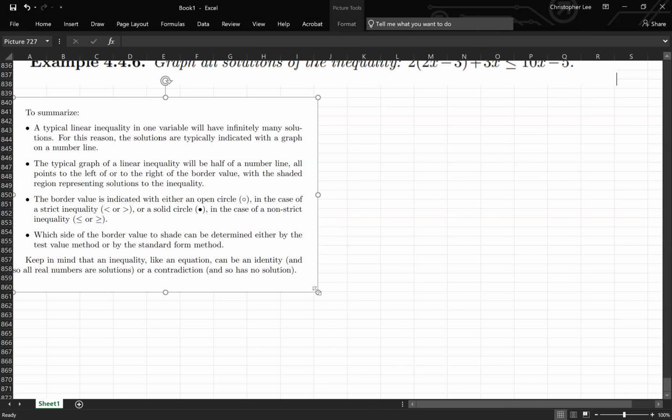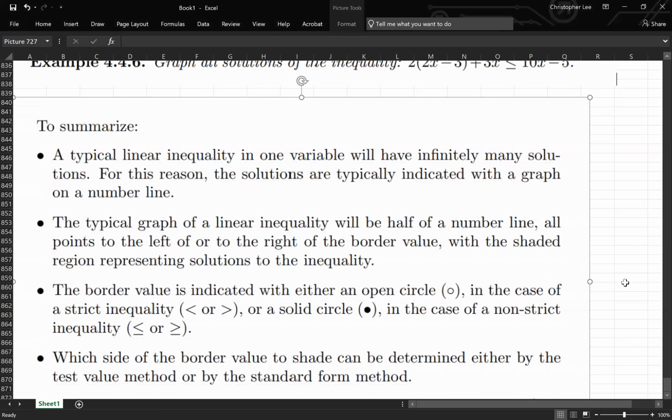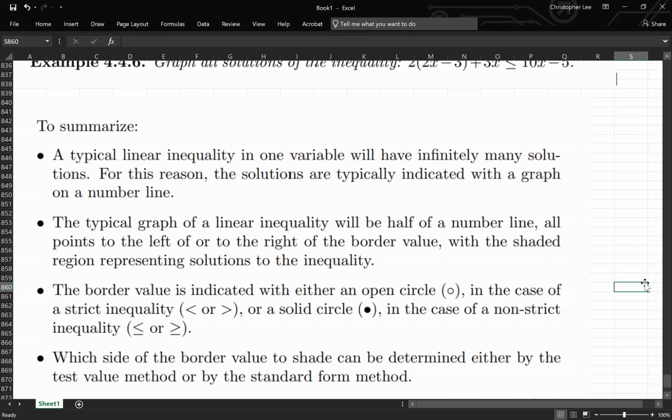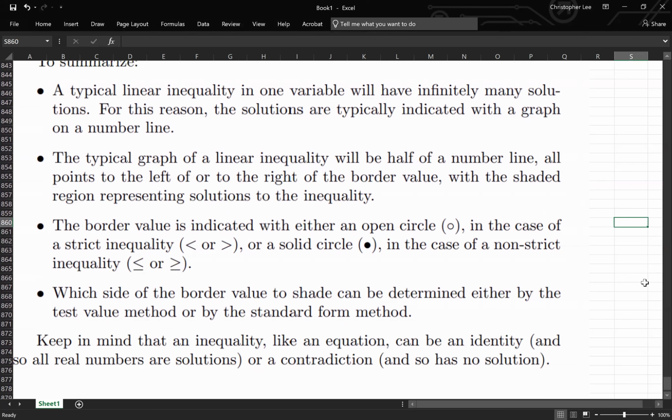All right, so to summarize, a typical linear inequality in one variable will have infinitely many solutions. For this reason, the solutions are typically indicated with a graph on a number line. The typical graph of a linear inequality will be half of a number line, all points to the left or to the right of the border value with the shaded region representing solutions to the inequality. The border value is indicated with either an open circle in the case of a strict inequality, less than or greater than, or with a solid circle in the case of a non-strict inequality, less than or equal to or greater than or equal to.